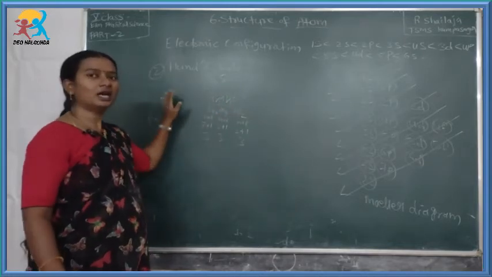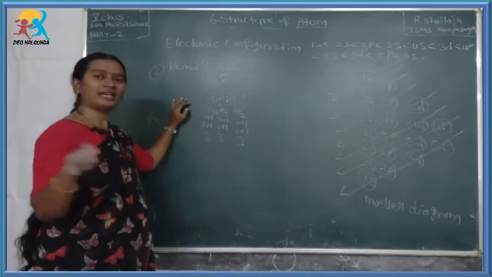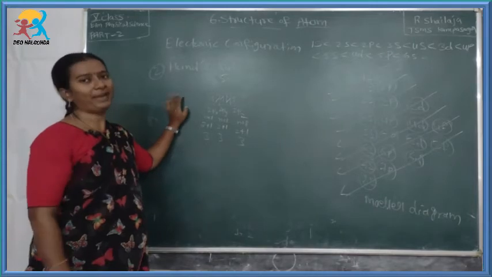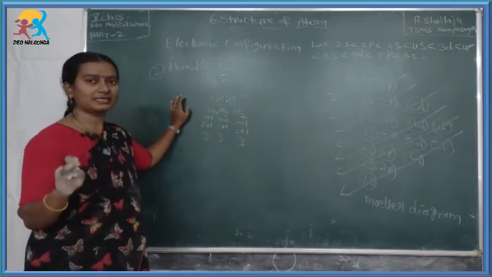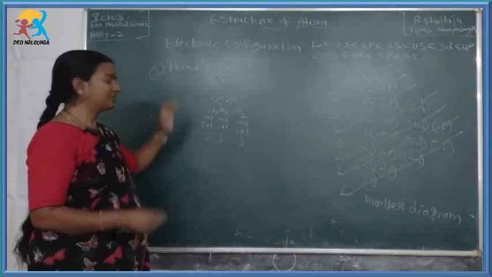Okay, so this is Hund's rule. What does Hund's rule mean? All degenerate orbitals are first singly filled, then they are paired. Okay, so this is Hund's rule.